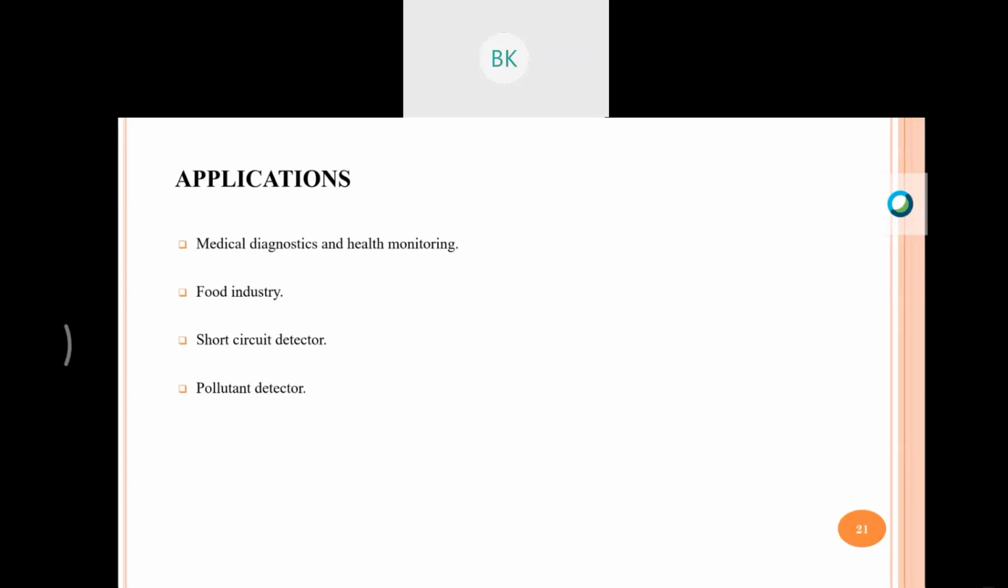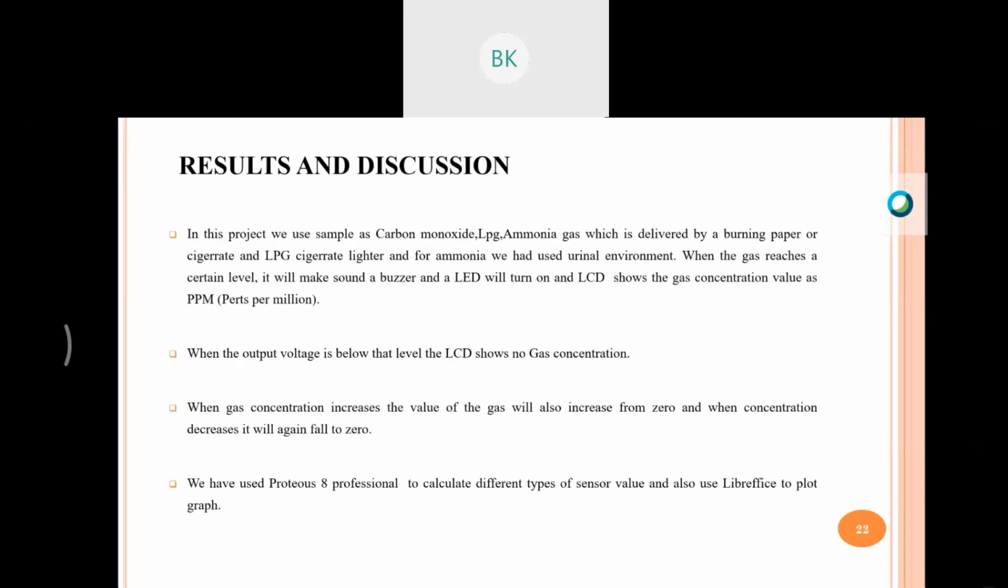Next slide, please. Now the applications. So ENOS can be used in many ways, like in medical diagnostics and health monitoring, in the food industry, in short circuit detection, in pollutant detection. You can say in around the environment, we can use these portable devices quite easily. And it is very cheap and easy to use. Thank you. Now, before going to the result and discussion part, the heart of our project is the MQ gas sensor.